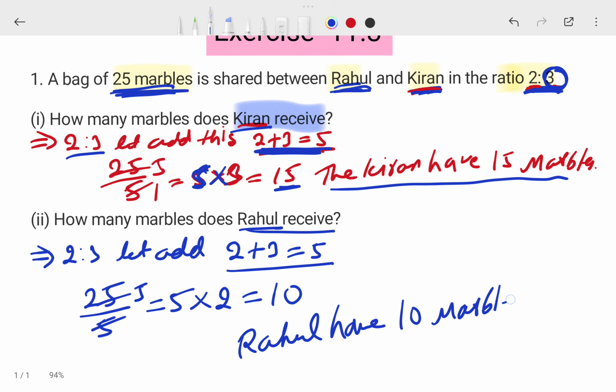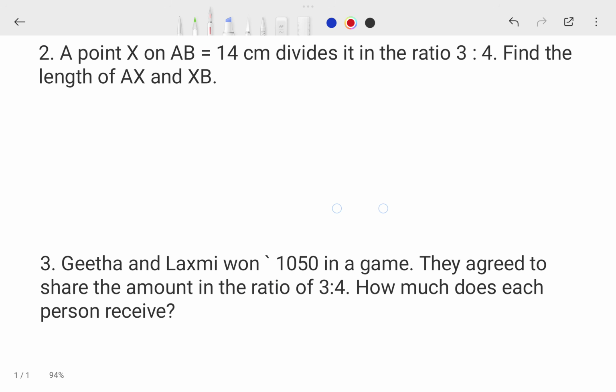Okay now, it's a very simple question here. Actually we don't know how many marbles Rahul has. So first we have to add the ratio. When we add the ratio, we divide the 25 marbles by the 5. Whatever ratio we added, we have to divide by that, and we get the answer 5. Now, what is Rahul's ratio? Rahul's ratio is 2. Multiply by that, and the answer that comes is Rahul's marbles. Okay, is it clear? If this question is clear to you, then let's talk about the second question.